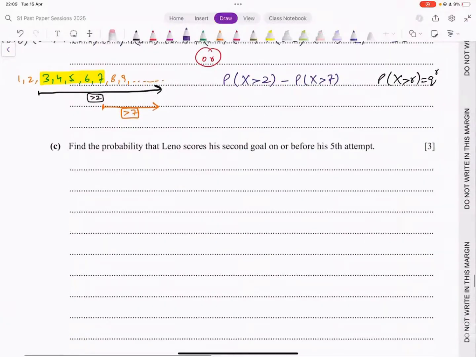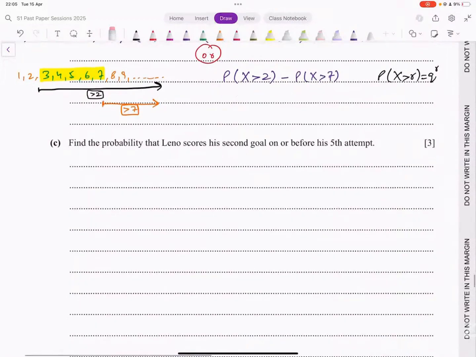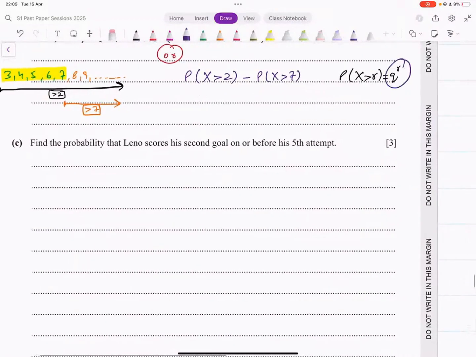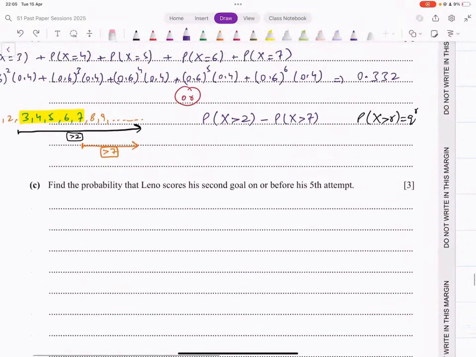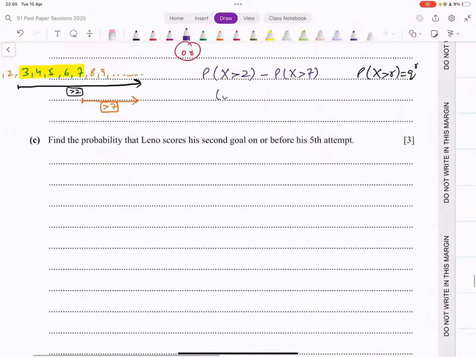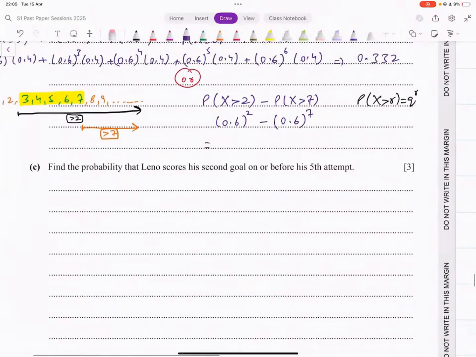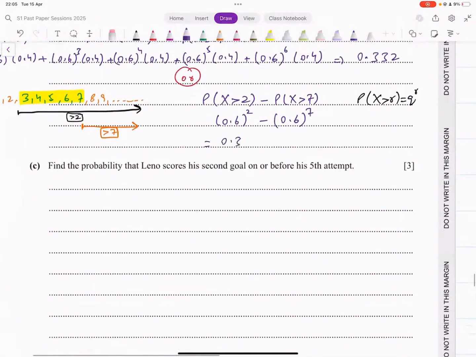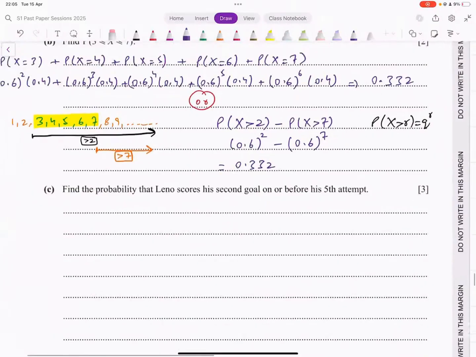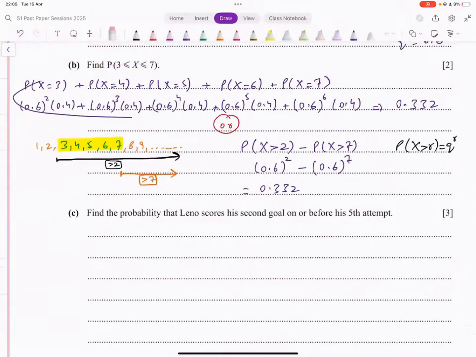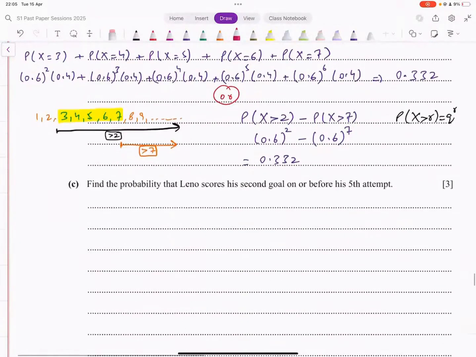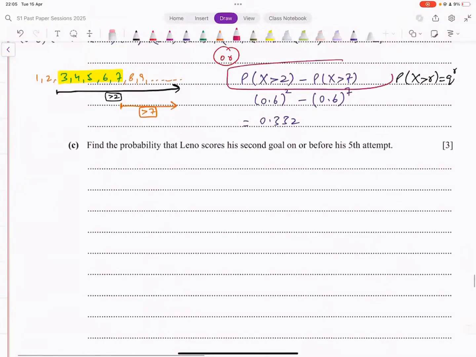Now, this is something that I know how to calculate. Probability of x greater than 2. The formula is just q raised to power r. So it becomes, what was q? 0.6. So it becomes 0.6 raised to power 2 minus 0.6 raised to power 7. Evaluate this, and that should give you the same result. That's 0.332. So you don't have to do all of these calculations like this. It's possible in this case because it's only 5 values, but if it was more than that, this is the method that you should be able to use in that case.